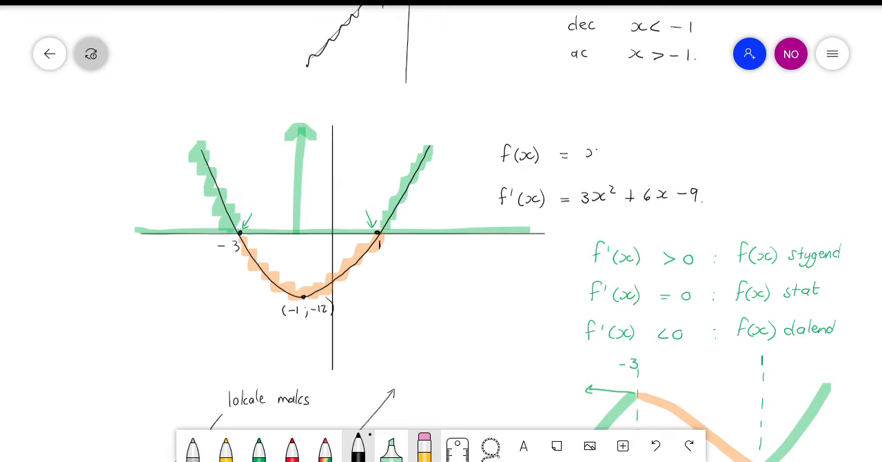Okay, the equation of this graph, if I work it back, looks like that. And if we draw that and we do all of our things, it looks like this.